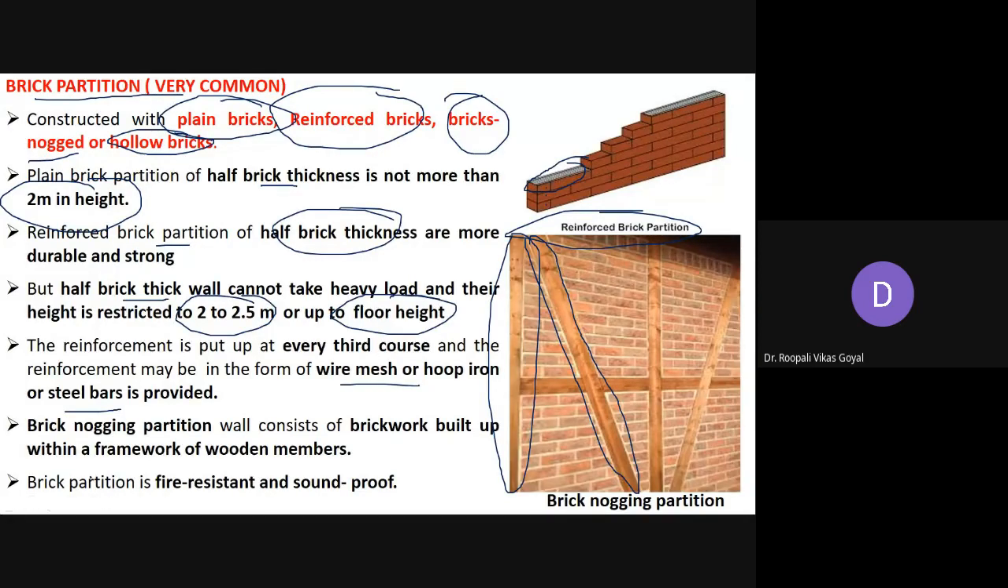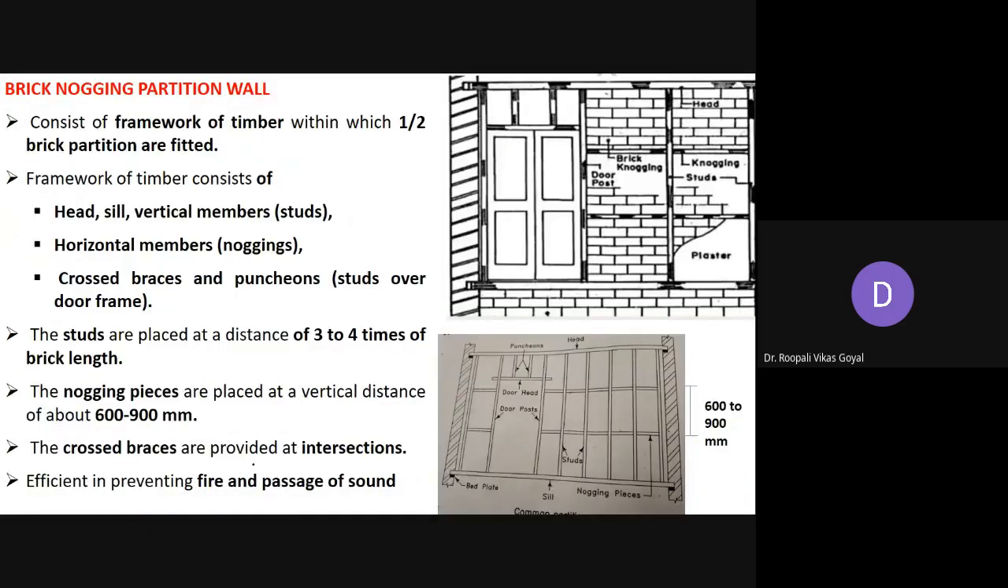And this brick nogging partition wall consists of brickwork built up within a framework of wooden members. So wooden members का framing करा जाता है, and in between you can have this brick partition wall. Normally this brick partition is considered to be fire resistant as well as soundproof. As compared to stone, brick has a more fire resistant property. Okay. So we will discuss this brick nogging partition wall, because sometimes in exam it may be asked separately also.